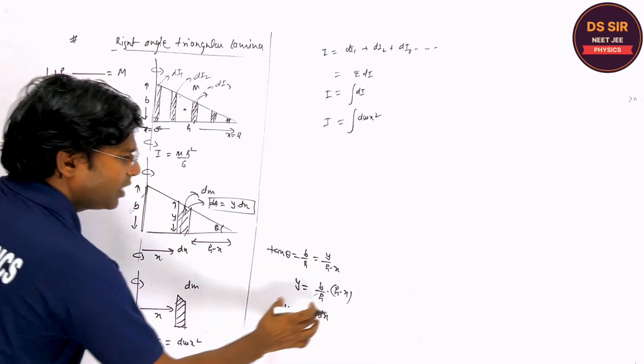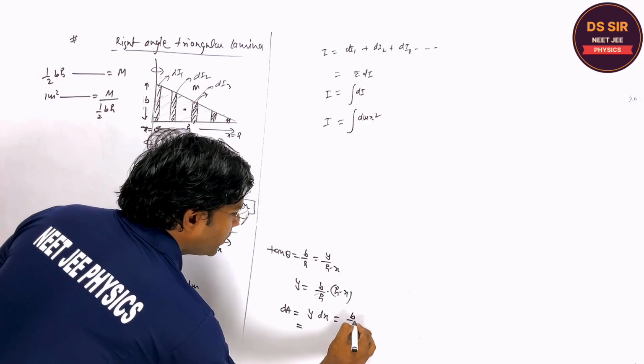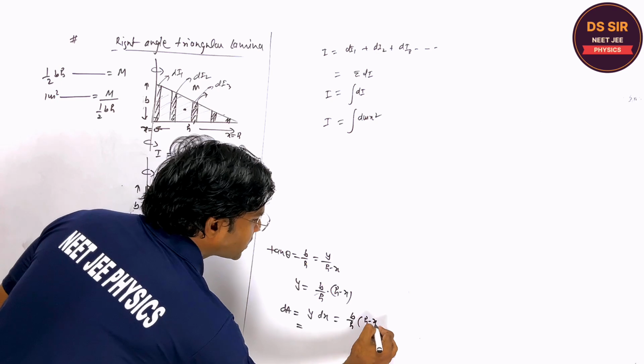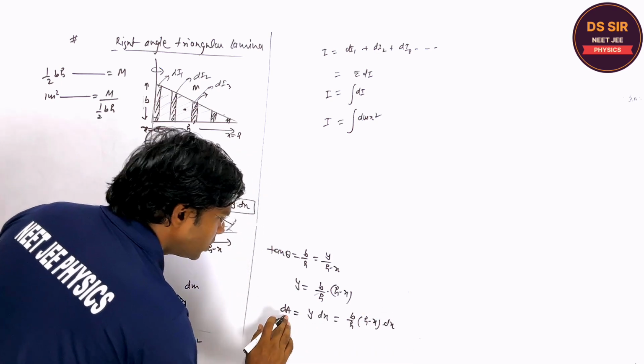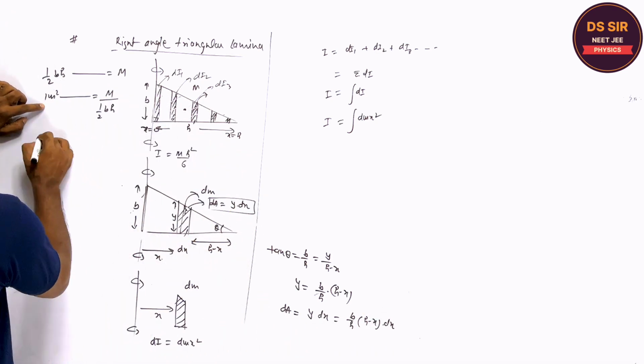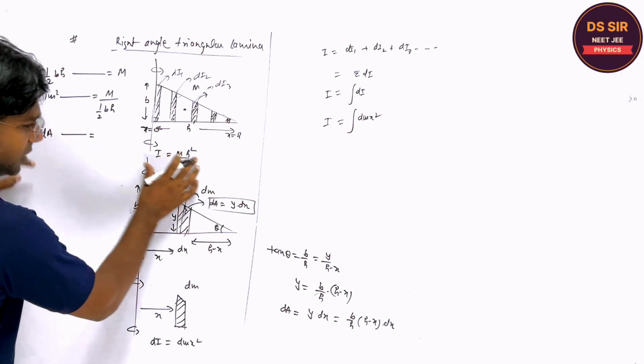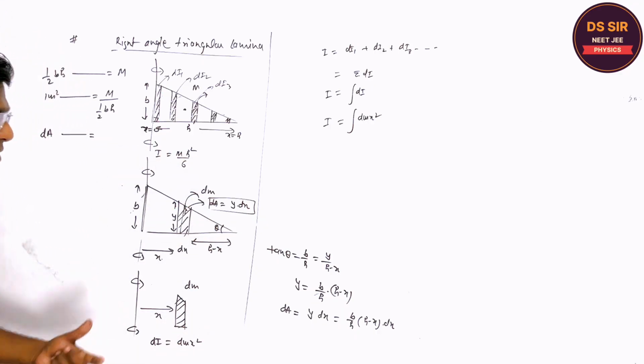This is the elemental area. And what is the value of y? B upon h, (h minus x) into dx. So this is the elemental area dA. First copy this, then I will explain step by step.